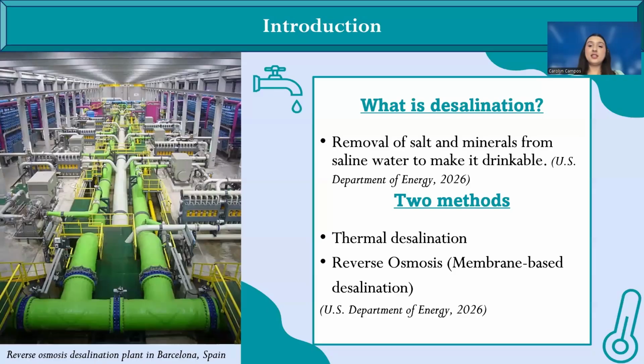So, desalination is a process of removing salt and minerals from saline water to make it drinkable. This is primarily done in two ways. First, there's thermal desalination, where water is heated and the steam is captured. Then there's more modern membrane-based desalination, or reverse osmosis, which uses high pressure to push water through a semi-permeable membrane.